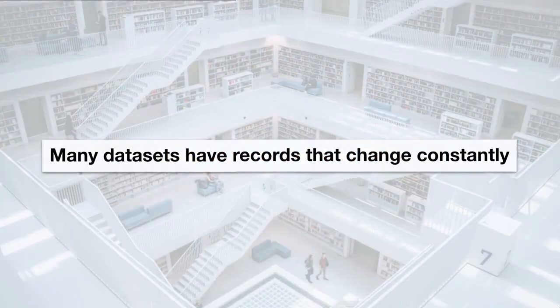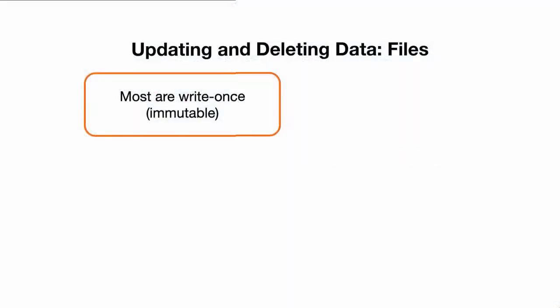Next slide. Updating and deleting data, files. Most are write once, immutable. As you're probably well aware, many datasets have records that are often changing, which is actually a really big problem for file systems, because especially for our large-scale distributed file systems, most of them are actually immutable, or write once. So this means that if I start writing my file, after I'm done writing it, I can't change it. I'm done. Any change requires rewriting the entire file.